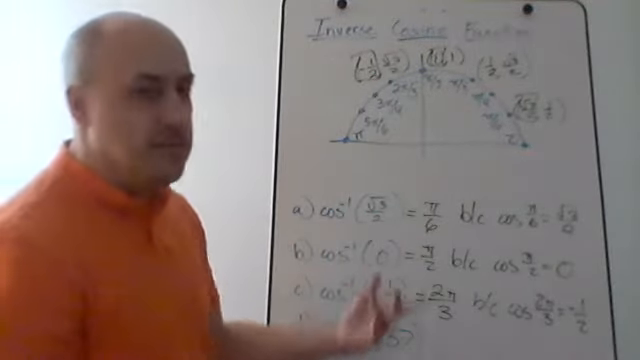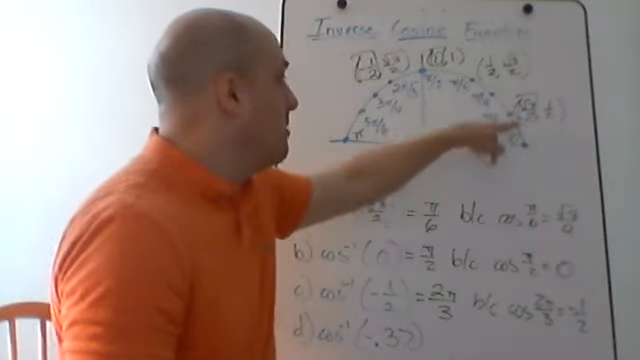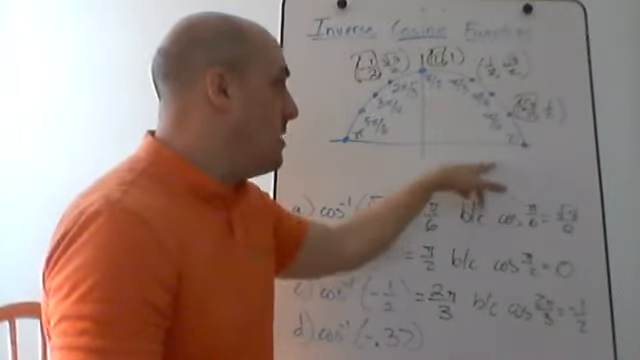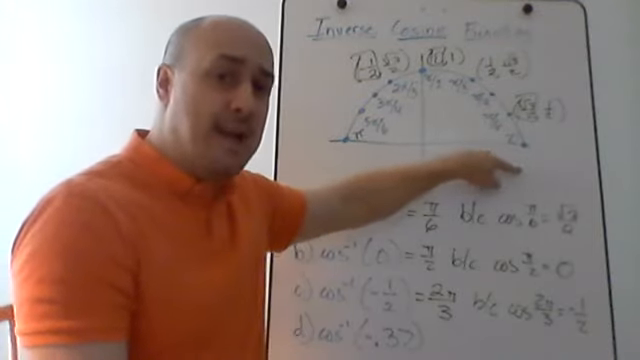Now for any one of these, you might say, well, sure, cosine of pi over 6 equals root 3 over 2, but there's another point down here in the fourth quadrant that also has an x-coordinate of root 3 over 2, so why don't I give that as the answer?